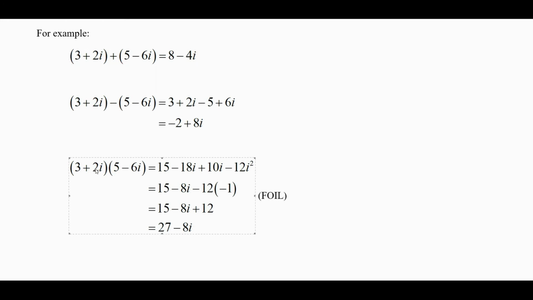Just use the distributive property here, also sometimes known as FOIL, for multiplying these. First, 3 times 5 is 15. Outer one, 3 times negative 6i is negative 18i. Inner product, 10i. Last product is negative 12i squared, but i squared is negative 1, so this becomes plus 12. Plus the 15 is 27 minus 8i. So you see you always get something back in that a plus bi form.